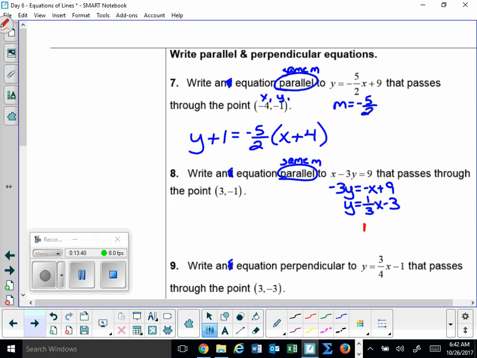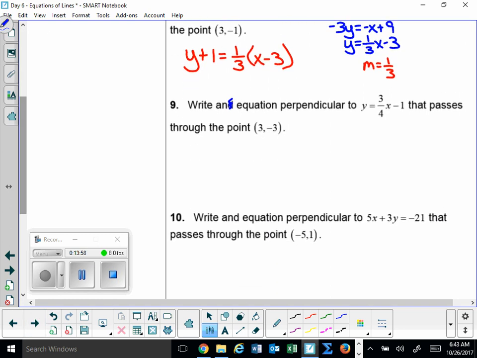Write an equation parallel to, same slope. Ooh, this one is not in slope-intercept form. So let me start by subtracting x from both sides and then divide by -3. So here, my slope is 1/3. I have this point, so I'm going to do point-slope form. y minus -1 equals 1/3 parentheses x minus 3. And I'm done.